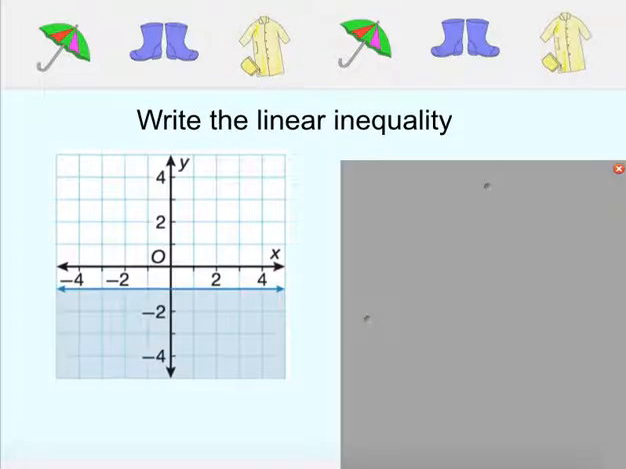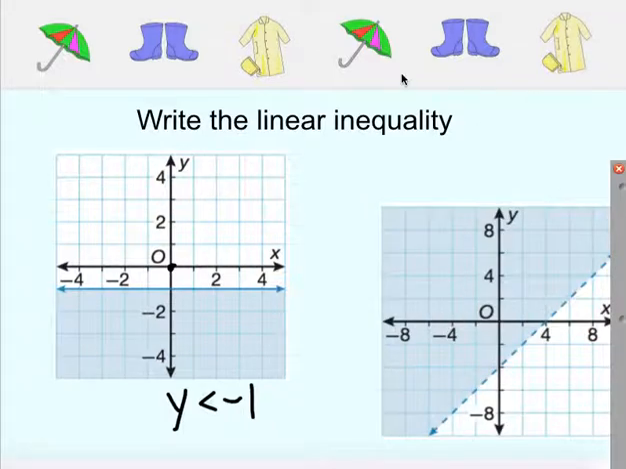All right, so write the linear inequality. Here we have a horizontal line, so we would normally say y is equal to 1 or negative 1, but in this case we are saying y is less than negative 1. Because if we were to plug in 0, 0, we would say, is 0 less than negative 1? No, it's not, and that's why we don't have it included. The other way to think about it is that y, where it's shaded, is lower than -1, so it's less than -1.